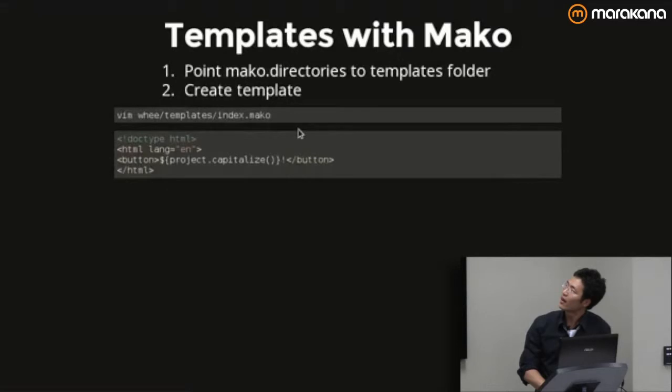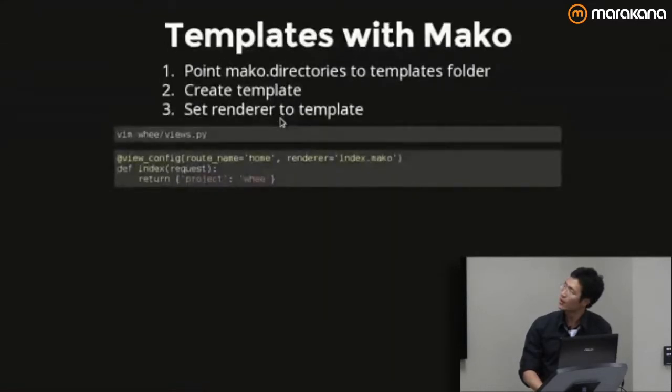And then you write your template. And finally, you change your renderer to say that you want to use the Mako index.